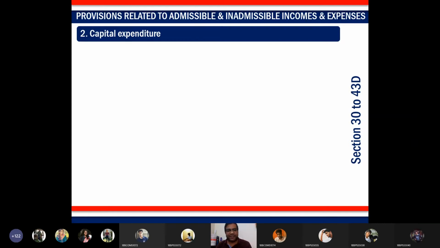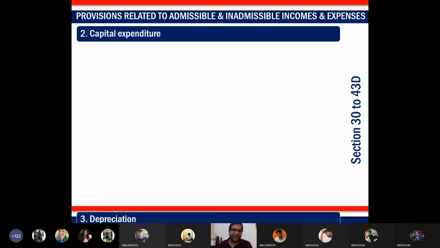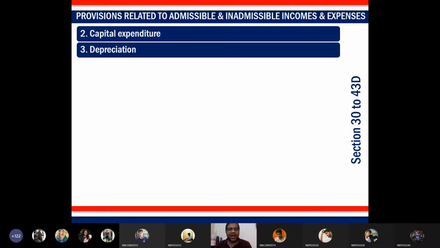The second point is capital expenditure, which we have discussed. Capital expenditure is a balance sheet item. It should never be recorded in the profit and loss account. For example, let's say in my profit and loss account, on the debit side, I have put an item as machinery purchased. How can you record machinery purchase? Machinery is a capital expenditure, but the profit and loss account is a revenue and expense account. So you can't record a capital item in the profit and loss account. This should go to the balance sheet.